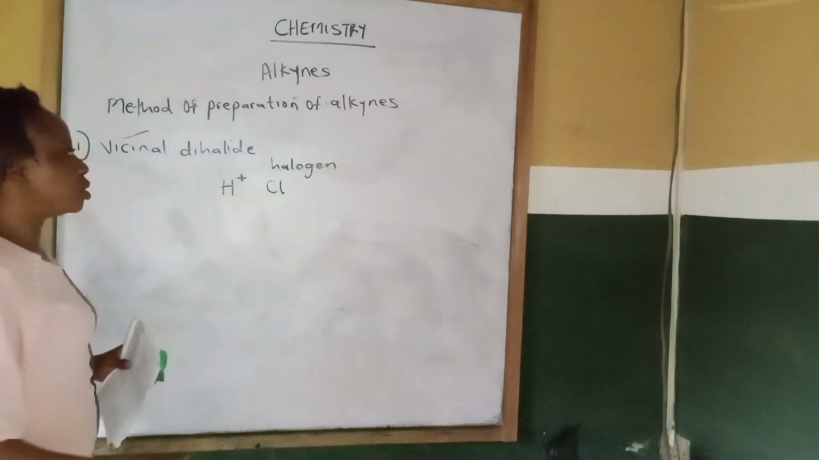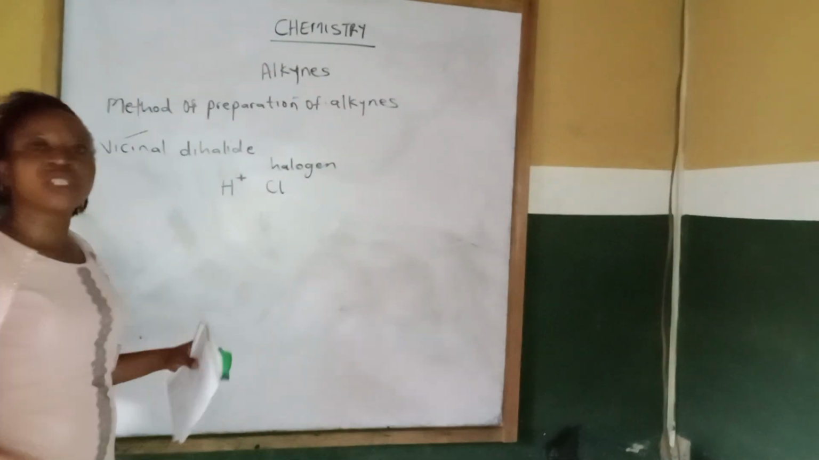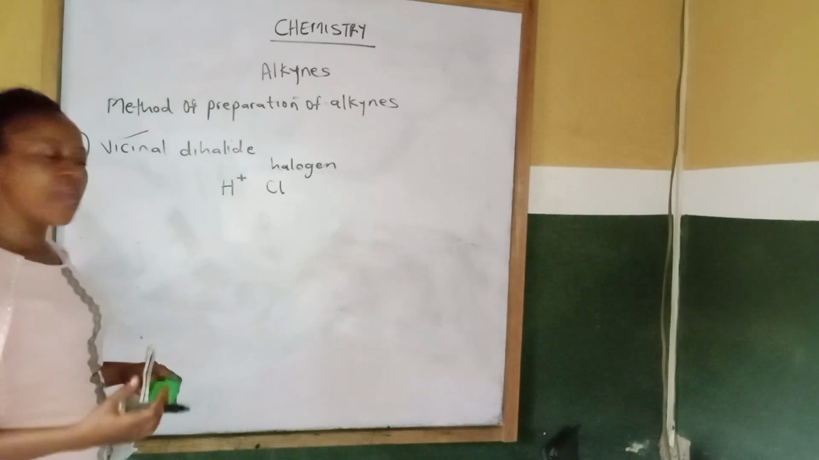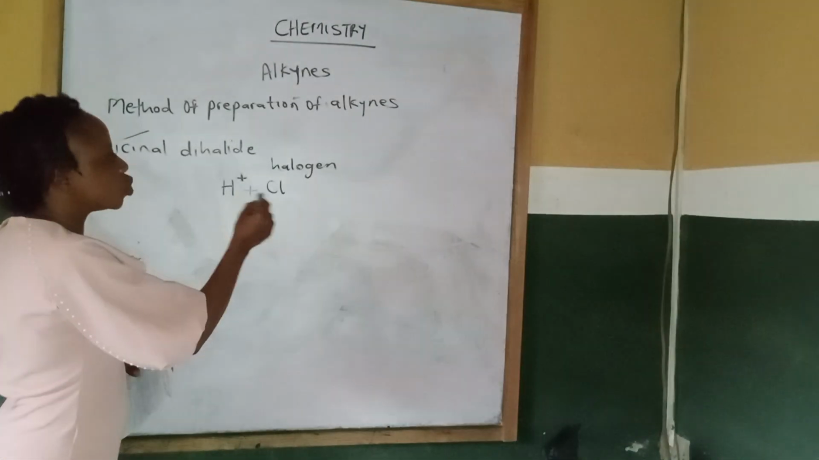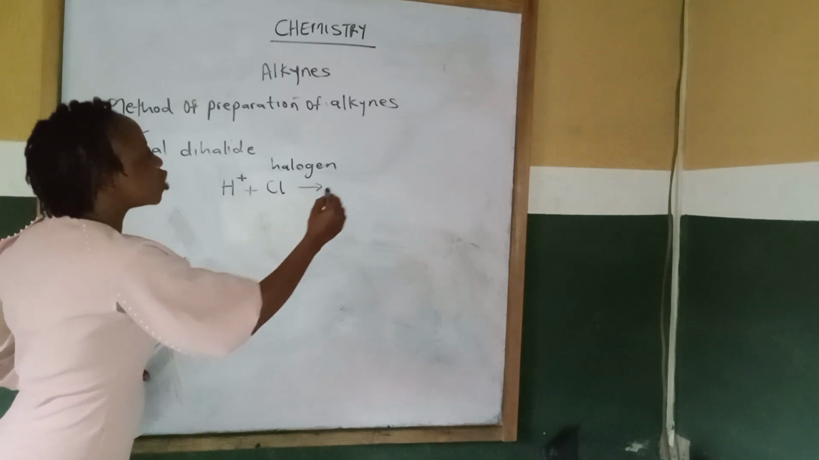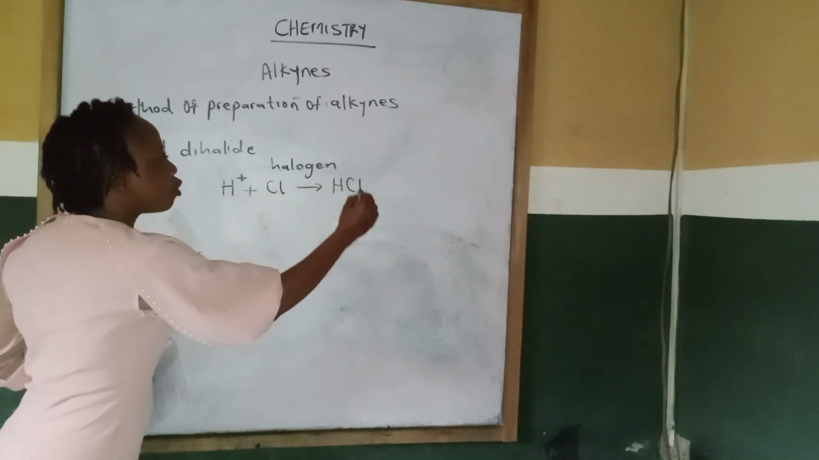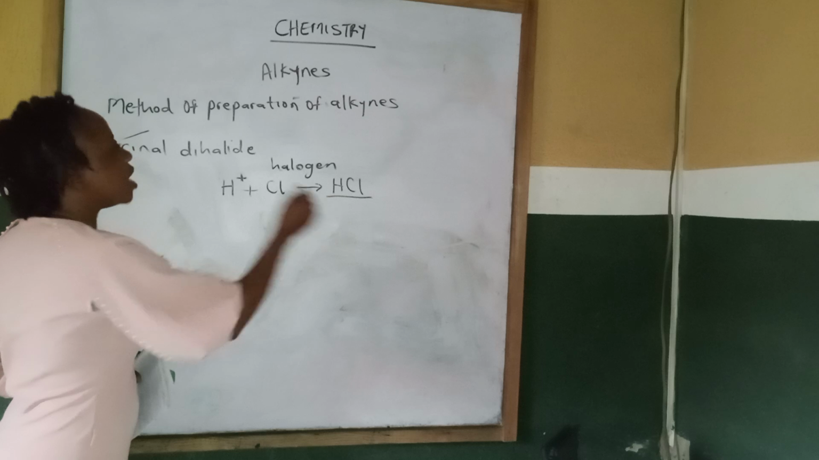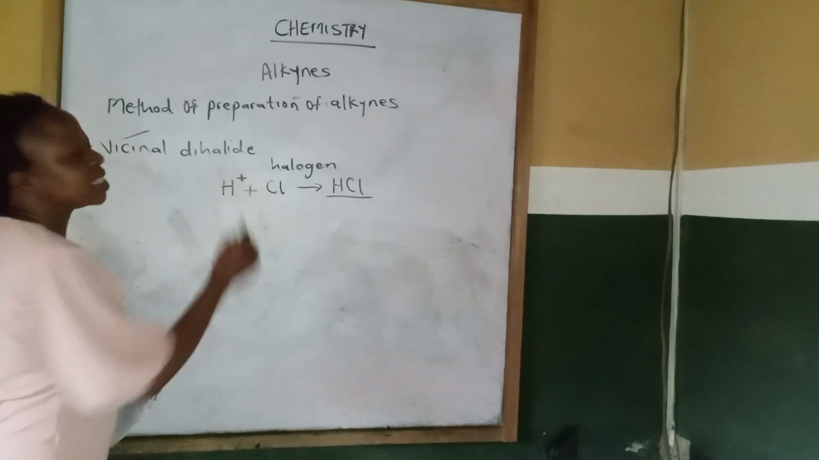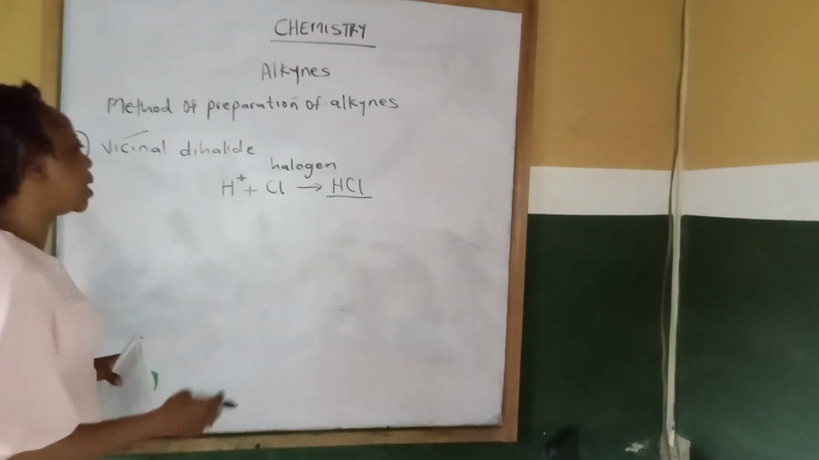Chlorine is a halogen. Then what are halogens? Halogens are group 7 elements. So when hydrogen reacts with a halogen, it will give us what we call hydrogen chloride. So hydrogen chloride is what? Hydrogen chloride is a halide.